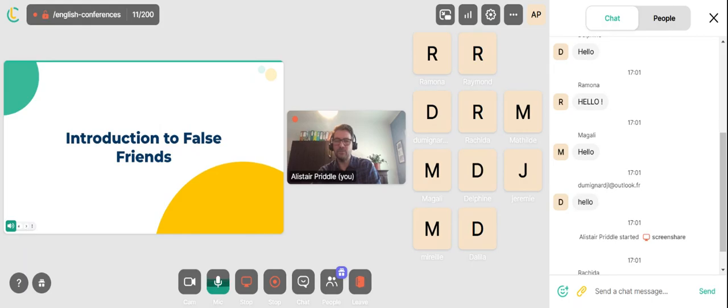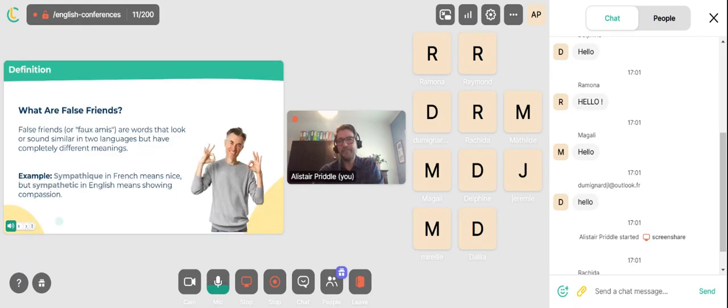So here's an introduction to false friends. So definition. What are false friends? False friends, or faux amis, are words that look or sound similar in two languages but have completely different meanings. Example, sympathique in French means nice, but sympathetic in English means showing compassion. There we go. So false friends are words that look or sound similar in two languages but have completely different meanings.